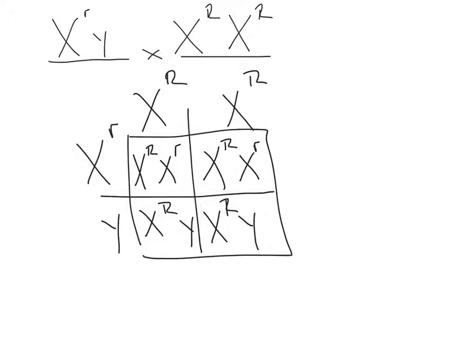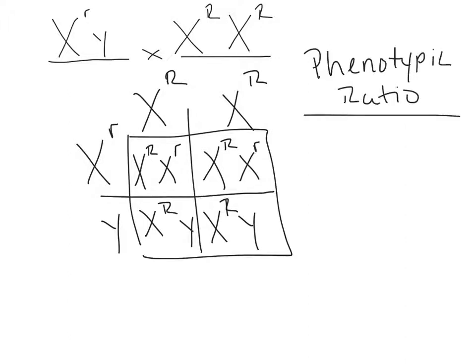Now we need to go back and answer what is asked. So this question was asking for the phenotypic ratio of the offspring. So remember that the gender is part of your phenotype. So in this case, we have two females, and they are both red-eyed. So 50% red-eyed females.